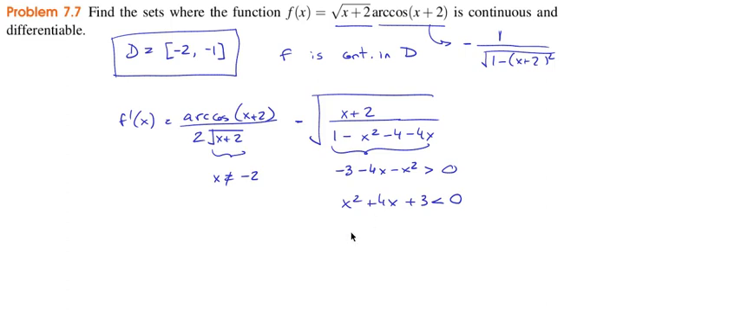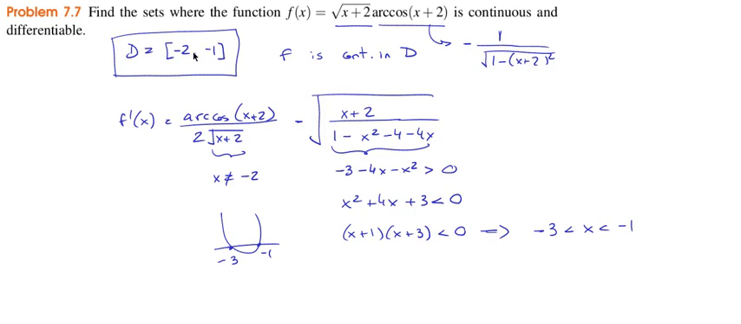And if we factor this polynomial, we have x plus 1 times x plus 3. You can find the roots easily, right? So this is a parabola that has two roots, one at -3 and the other at -1. So that means that it's going to be negative in this interval, okay? So x is going to be between -3 and -1, okay?